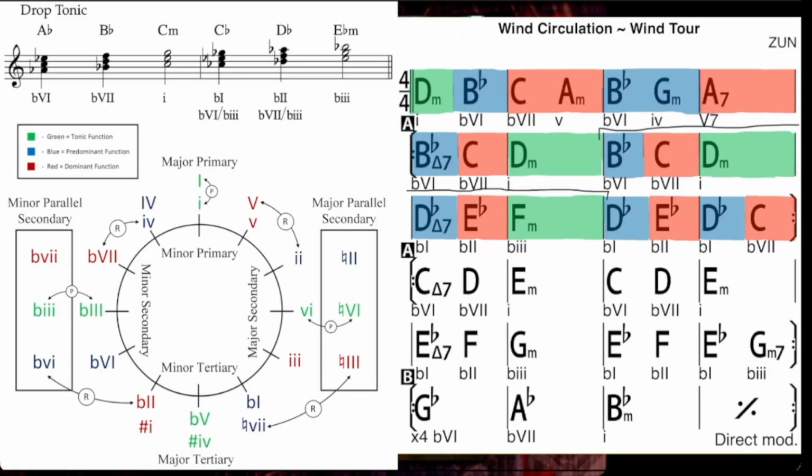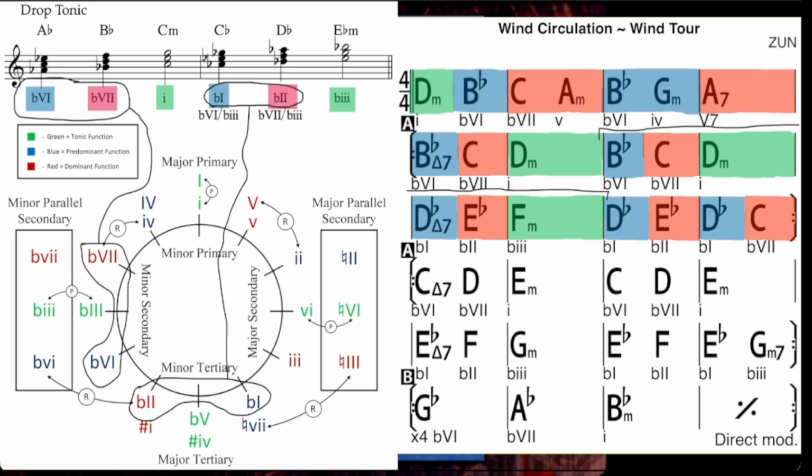There's a couple ways to think about drop tonic modulations. Functionally, we have a predominant moving to a dominant to a tonic. And then we drop down to our flat 1, which feels like our new flat 6. And then we do predominant, dominant, tonic. So it's the same thing.